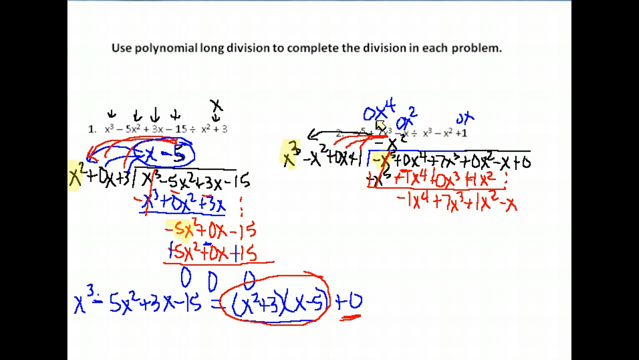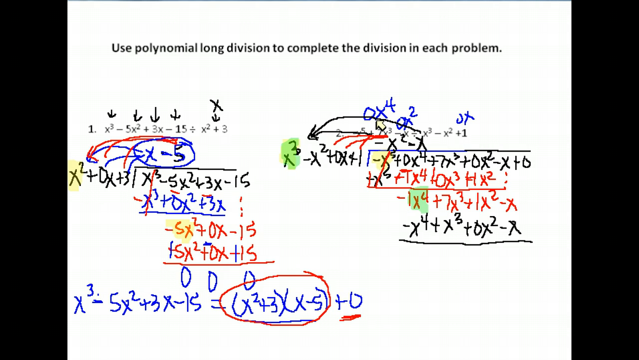Then I look at my front terms again, and I say, what do I have to multiply for x to the third to be negative 1x to the fourth? Well, I need a negative sign, so I'm going to put the negative, and I need one more x to get to x to the fourth. So I'm going to multiply by negative x, and we distribute. Negative x times x to the third is negative x to the fourth. Negative x times negative x squared is a positive x to the third. Negative x times 0 is a 0x squared, and negative x times 1 is a negative x.